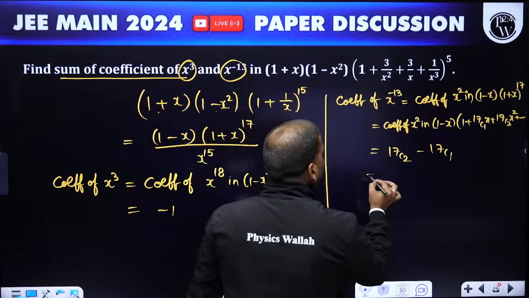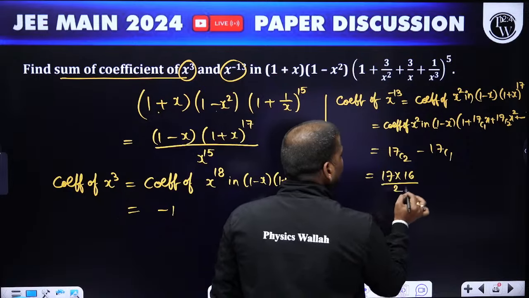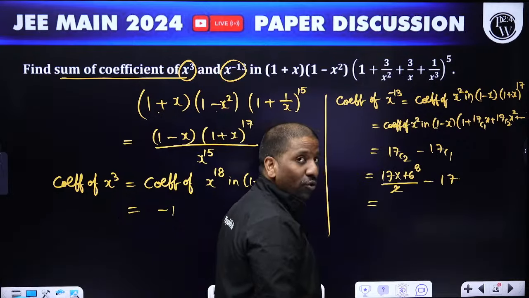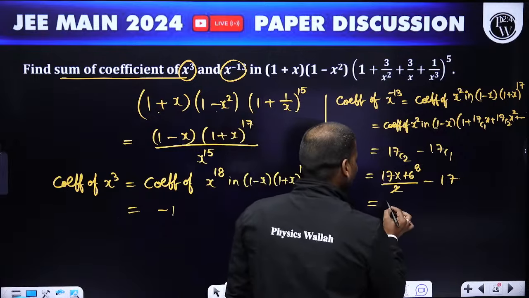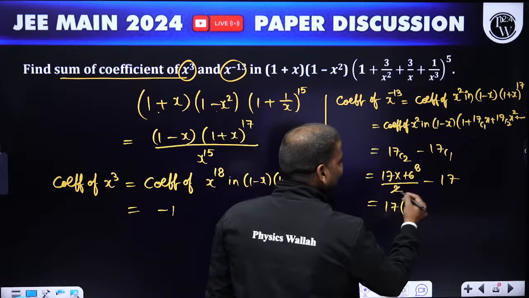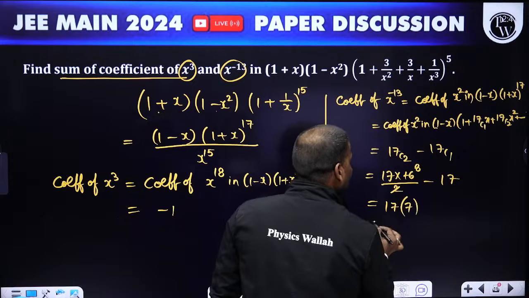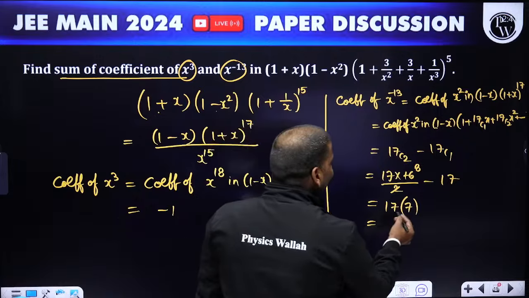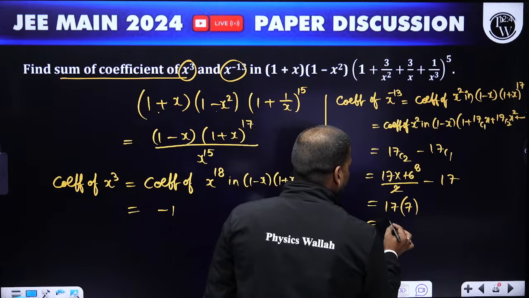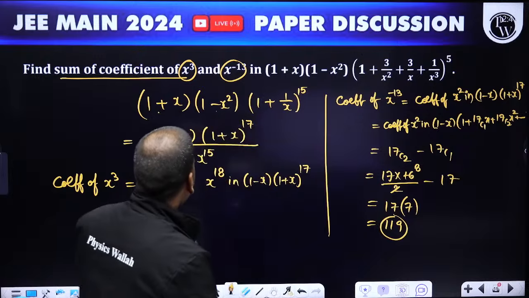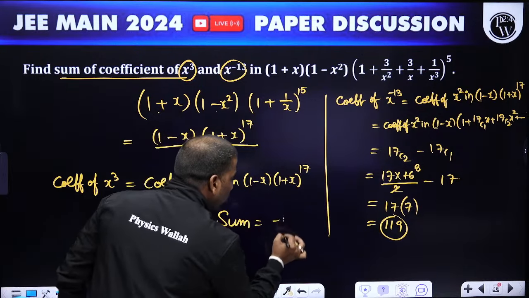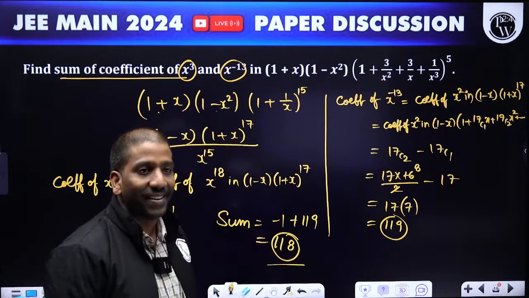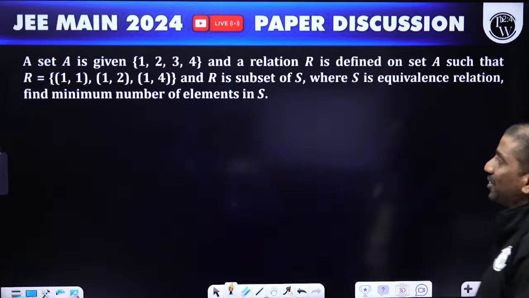So what is 17C2? The easiest way to calculate is 17 into 16 by 2 minus 17, this is 8. Don't multiply. Of course, you know multiplication, but don't show your prowess of multiplication here. Just take the common 17, 8 minus 1, 7. Now you multiply. Why unnecessarily multiply there and again subtract? So 7 times 17 is 119. But the sum we want is the first coefficient, 1, plus this, minus 1, so 119 and we would get 118, right?